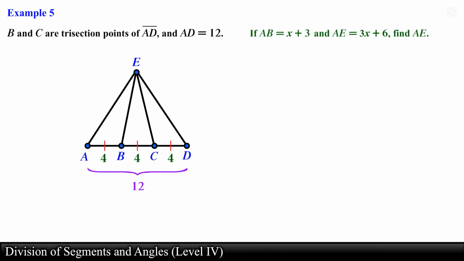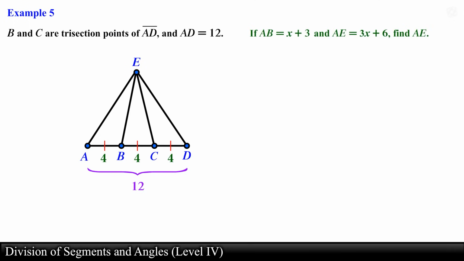If the length of segment AB is equal to x plus 3, and the length of segment AE is equal to 3x plus 6, find the length of segment AE. In this problem, we are provided with algebraic expressions representing the lengths of 2 distinct line segments. We are asked to find the length of one of these segments.